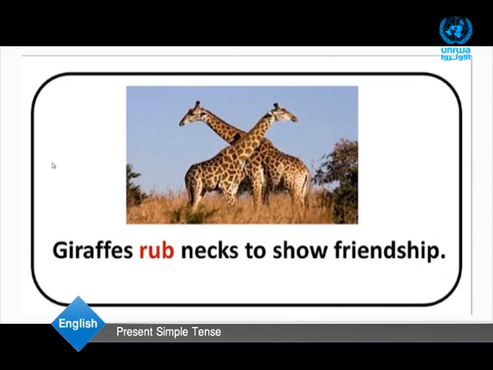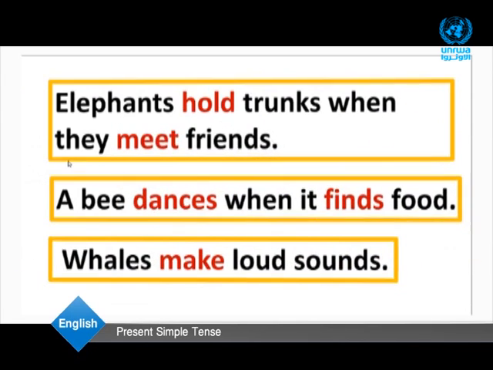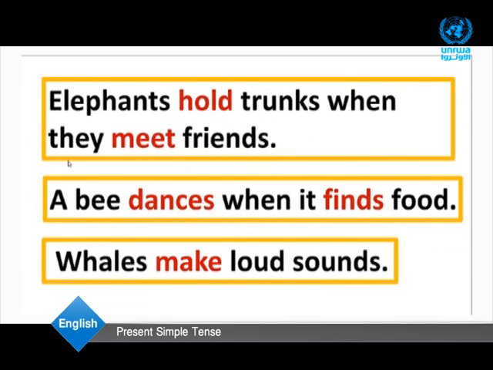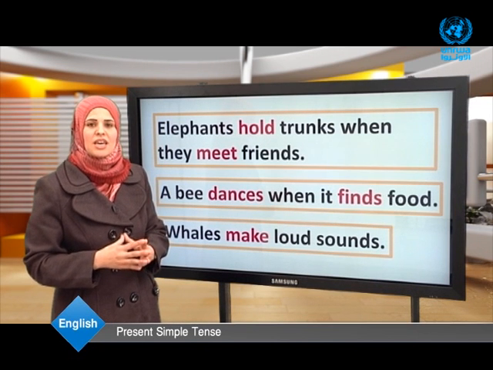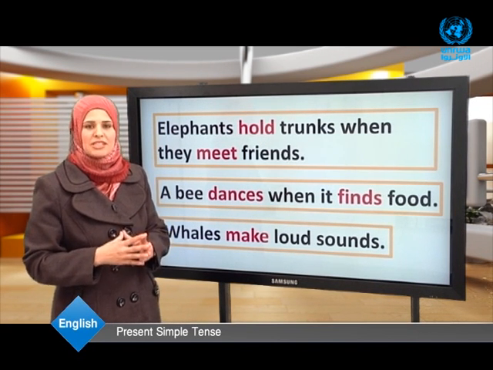Let's have a closer look at these sentences. Elephants hold trunks when they meet friends. A bee dances when it finds food. Whales make loud sounds. These all are facts. And because they are facts, we use the present simple tense.